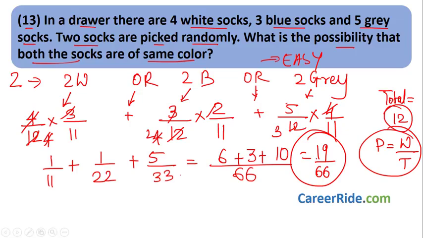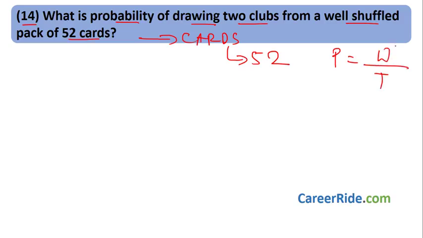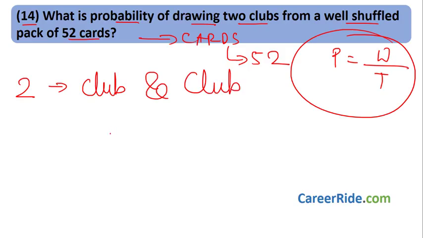Moving to question number 14. What is the probability of drawing 2 clubs from a well shuffled pack of 52 cards? Again, the sum on cards. Total possibilities 52. Probability is what I want divided by total. What do I want? I want 2 cards, and both cards should be club cards. That means take one club card and then again take the second club card, right?